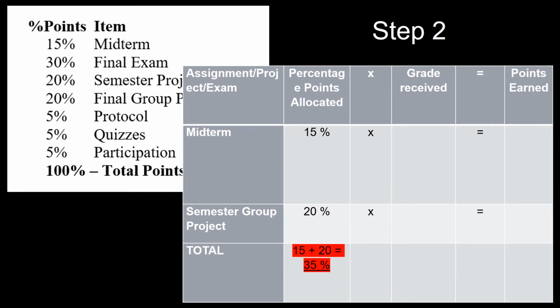So then the next step, once we have done that, is that we need to calculate the total for the percentage points that we have earned so far. So that's 15 plus 20 is 35 percentage points. If you have 4 assignments already completed, then you would do this with each of them and calculate them all together.